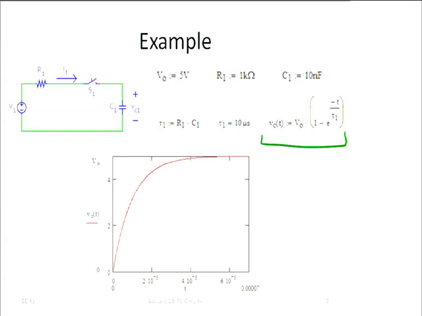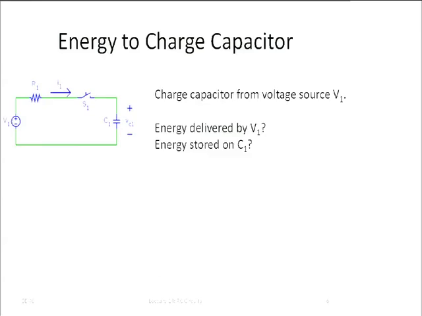Let's do something interesting with this. So at the very end, this capacitor is charged to what voltage? V1. And so what's the energy on this capacitor, C1? Yeah, 1/2 C1 V1 squared. Okay? So, question: what is the energy actually delivered to this circuit by the source V1?